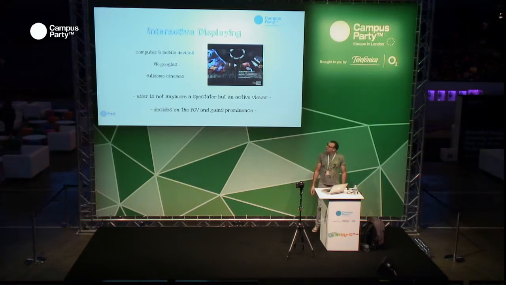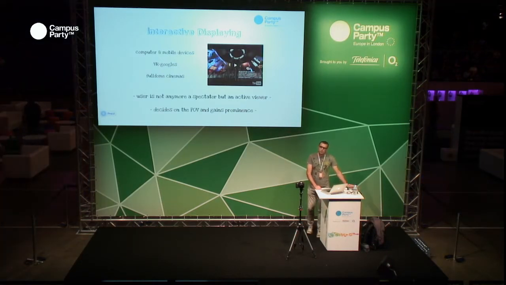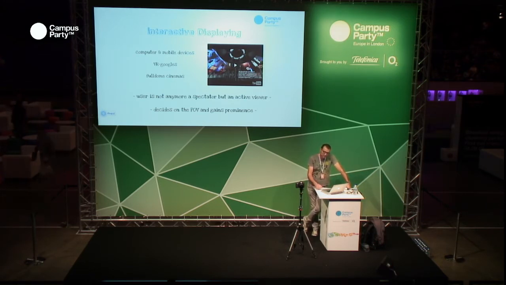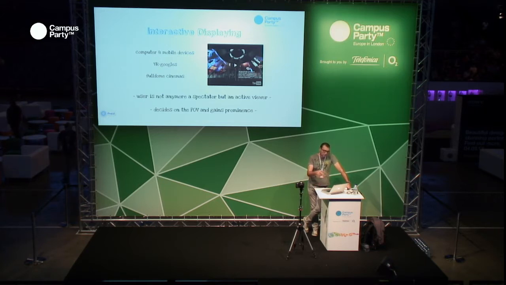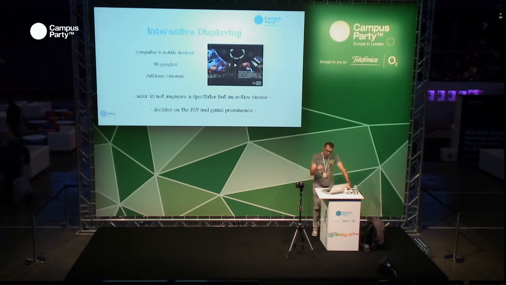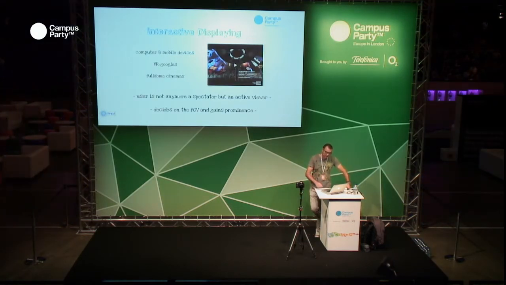I want to talk now about interactive displaying, because I've mentioned the terms interactive, immersive. Why do we call these kind of images interactive? This applies both to photo and video. It's because the user is not anymore a spectator. The user is an active viewer. They decide the point of view, and gain the prominence of the action. OK, how can we do that? There are several displaying possibilities these days. We can use the computer, as I've been using here, or mobile devices, so we can just touch the screen and turn around. It will work fine on iDevices, on Android devices, tablets, mobiles. It's already working, it's good.